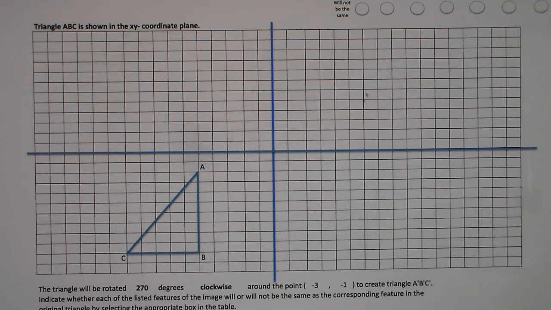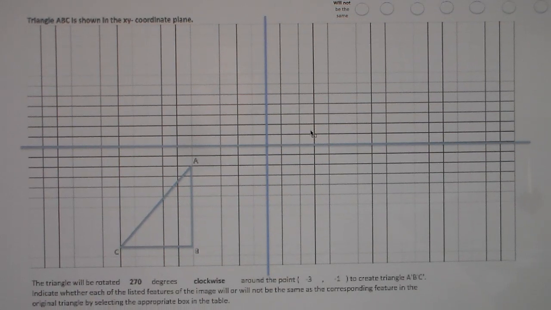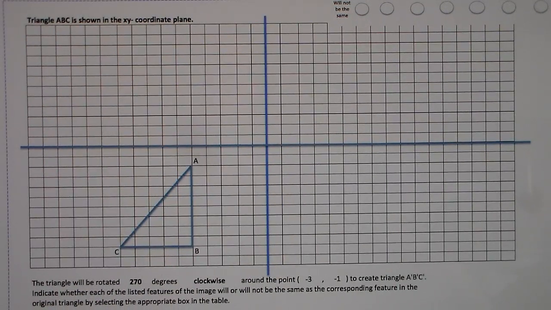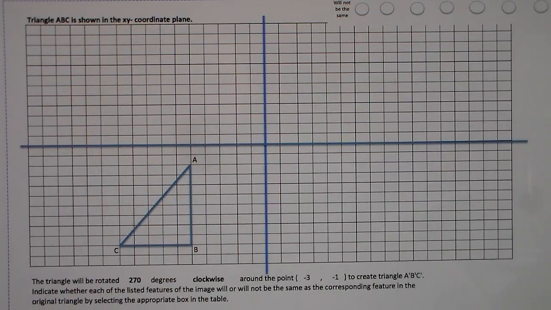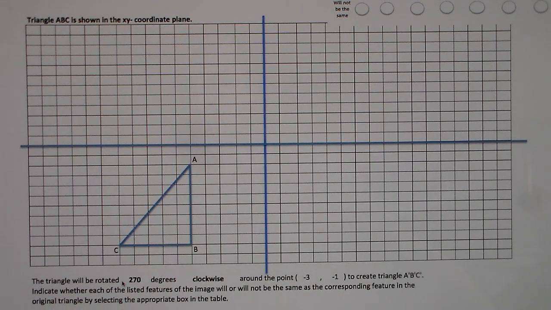Alright. Let's do another. I got 3 more left here. So you see the directions on the bottom. The triangle would be rotated 270 degrees clockwise around the point -3, -1. So we plot the point -3, -1. We then rotate things around 270 degrees clockwise. So we know clockwise is this direction. And 270 degrees, it's going to wind up somewhere around here.